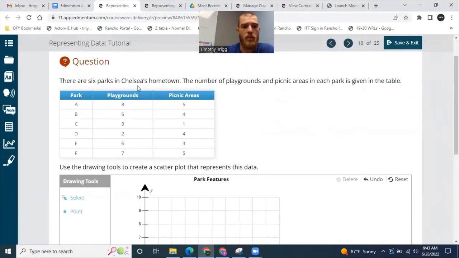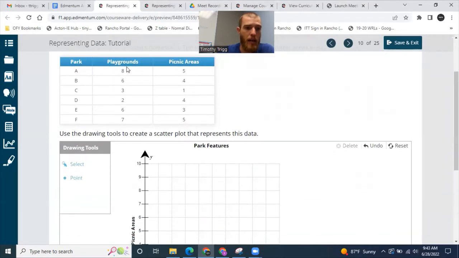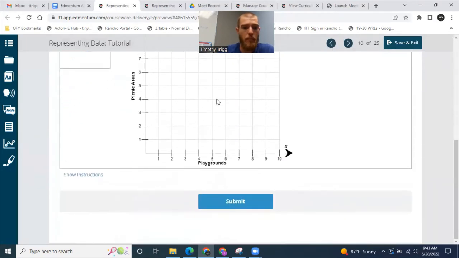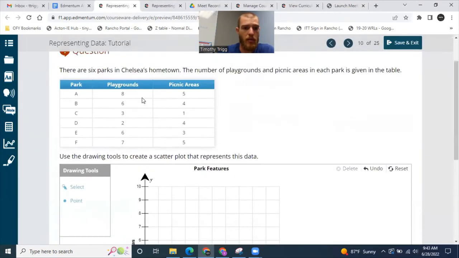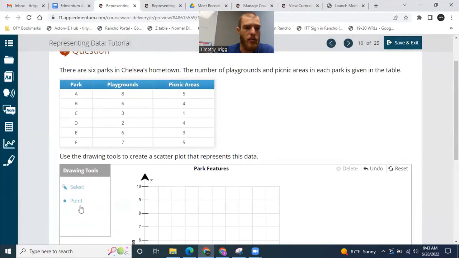There are 6 parks. I'm looking at page 10 on the tutorial. There are 6 parks in Chelsea's hometown. The number of playgrounds and picnic areas in each park is given by the table. So park A has 8 playgrounds and 5 picnic areas, and so on. You can see the rest of the data here. Let's go ahead and plot the points according to what we see here. The x-axis is the number of playgrounds and the y-axis is the number of picnic areas. So let's go ahead and plot our points.